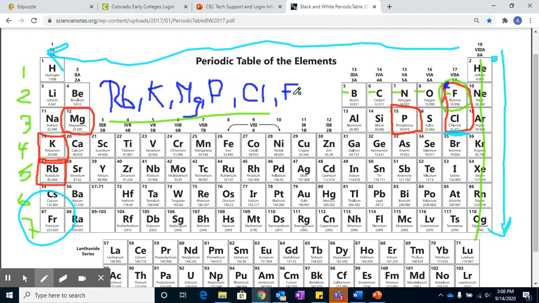So this would be the reverse trend, with rubidium being the biggest and fluorine being the smallest. And it looks like accidentally I wrote them like this: F is physically smaller than this rubidium.